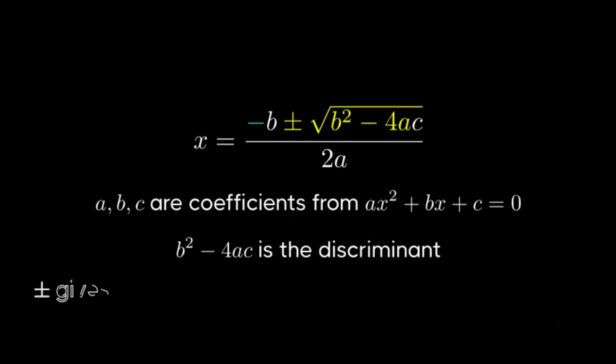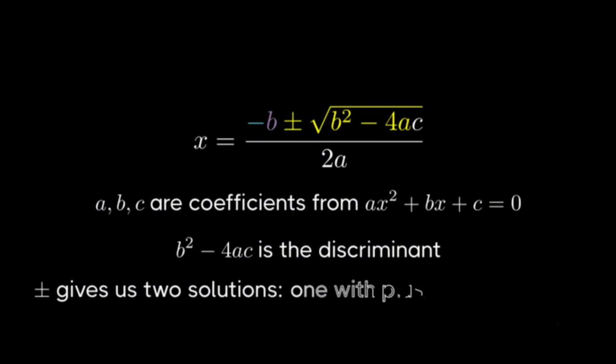The plus-minus symbol in the formula is what gives us our two potential solutions. When we calculate using the plus sign, we get one x value, and when we use the minus sign, we get the other x value. These two values are the x-coordinates where our parabola crosses the x-axis.